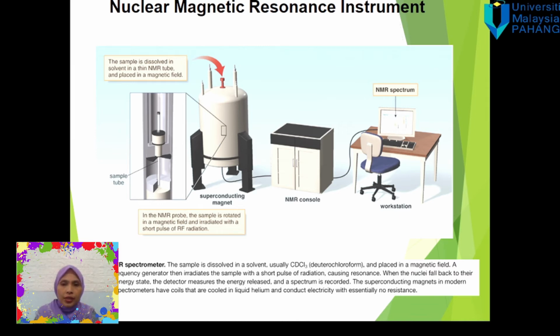Why do we use a deuterated solvent? Because we want to avoid the signal from hydrogen. If we use hydrogen, the signal is disturbed by the hydrogen from the solvent. And the probe keeps on rotating here in the magnetic field and is irradiated with short pulses of different radio frequency. You can read the details here of how it functions and how the sample is run inside this instrument.